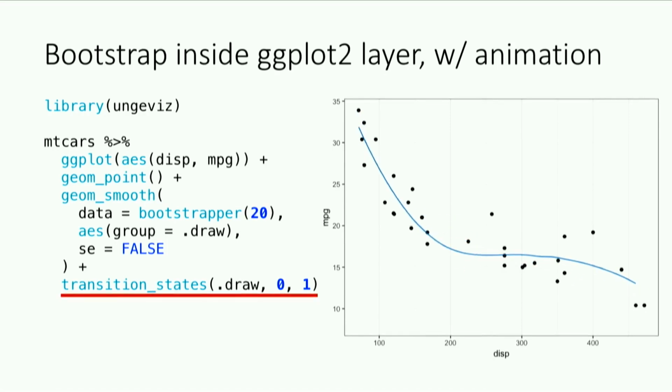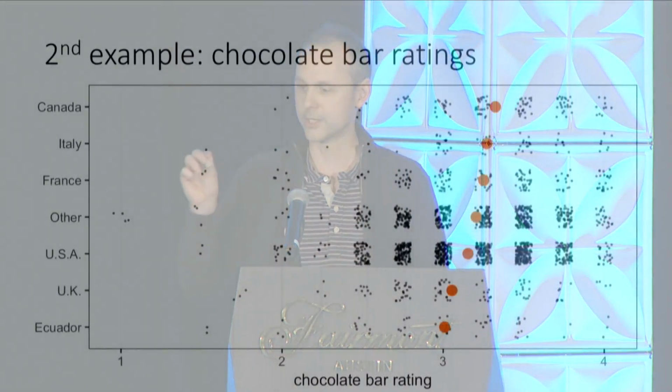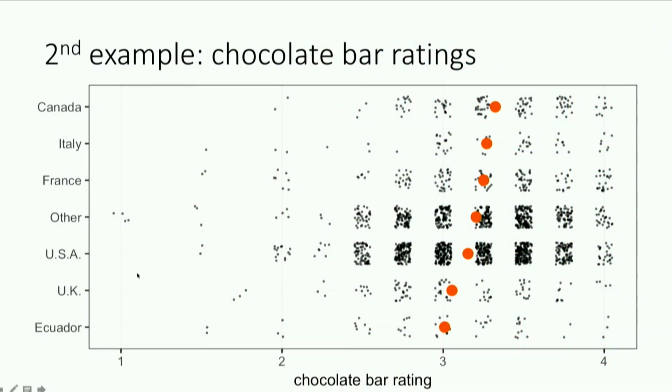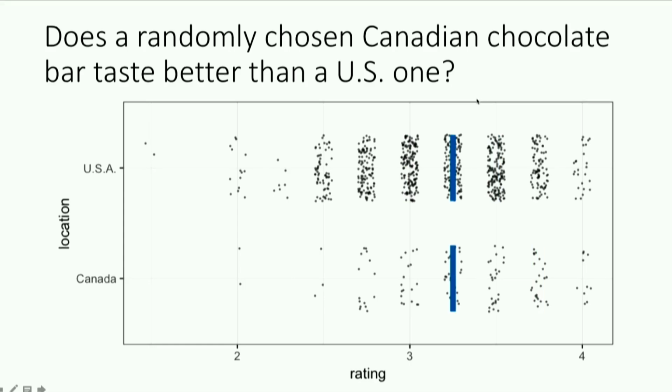Okay, let's do another example just to show you that we can do different things. We don't have to do just smooth regression lines. So chocolate bar ratings, this is a data set. Each dot is 1 chocolate bar rating, and the orange dots are the mean, just to show you on average. So here we have USA, which is kind of similar to other, and then Canada, on average, has a higher rating than the US, right? But there are a lot of US ratings, not that many Canadian ratings. So we might want to know, does a randomly chosen Canadian chocolate bar taste better than a US one? So that's a common language effect size.